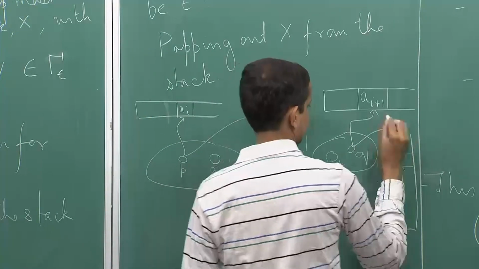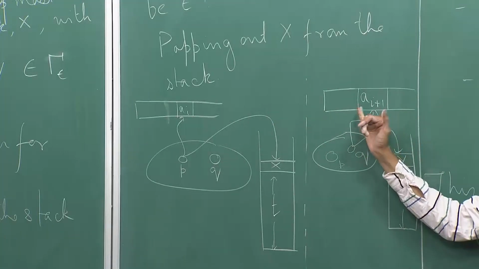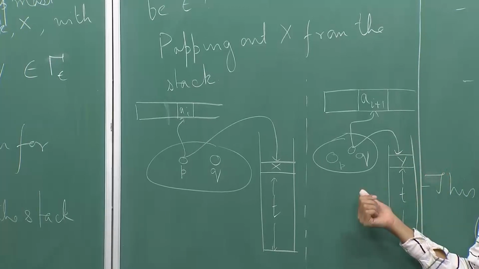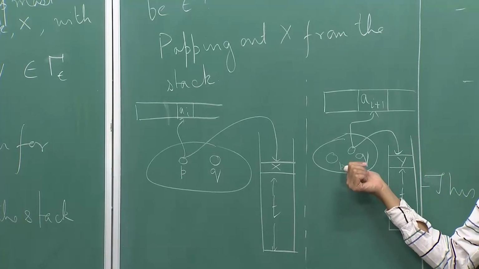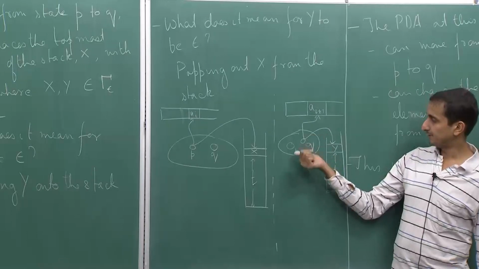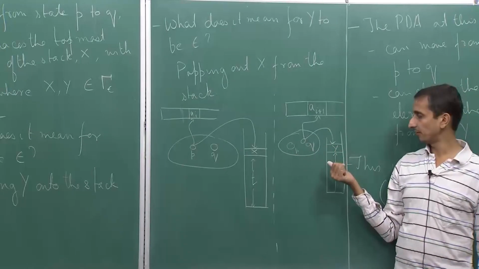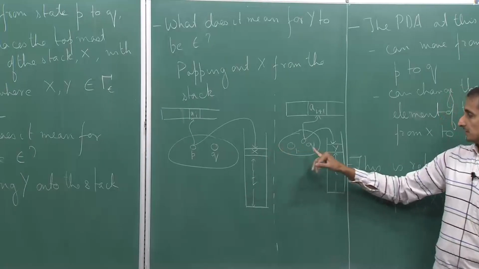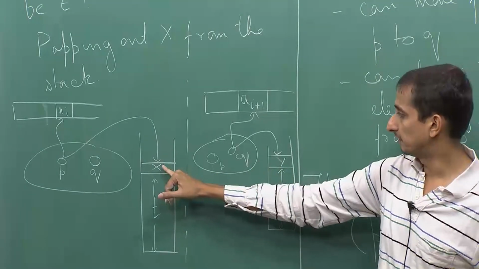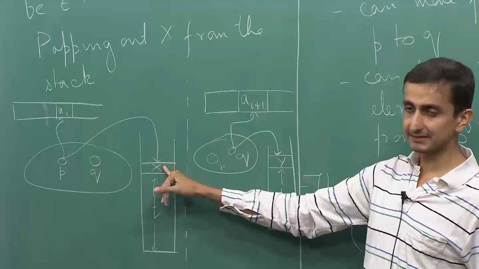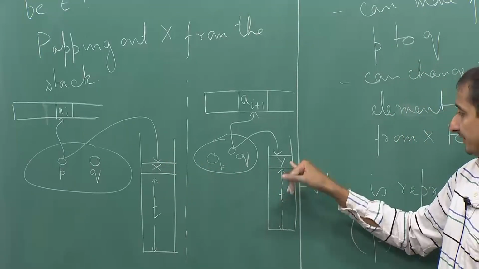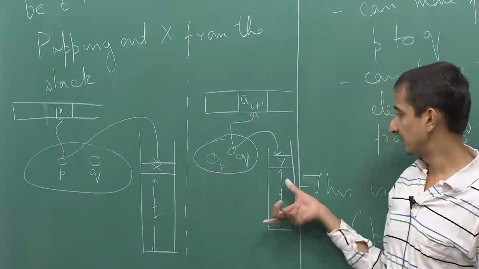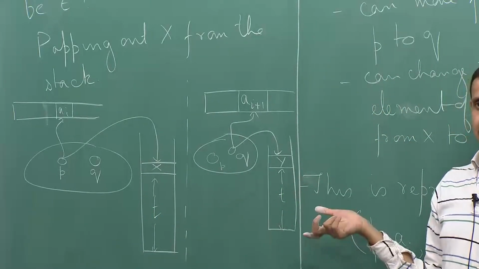So, from ai the input head moves to the next symbol, that is ai plus 1. The finite state moves from state P to state Q, okay. And the top of the stack is replaced. So, the top of the stack which earlier had x got replaced with y, and the remainder of the stack remains the same. So, if there was some string t below it, the same string t actually remains.